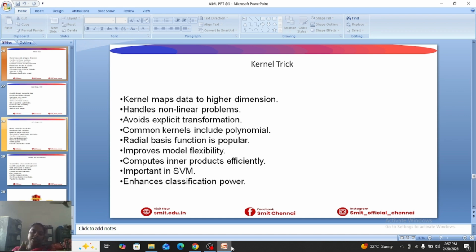Moving on to kernel trick. Kernel maps data to higher dimension, handles nonlinear problems, avoids explicit transformation. Common kernels include polynomial, radial basis function is popular, improves model flexibility, computes inner products efficiently, important in SVM, enhances classification power.